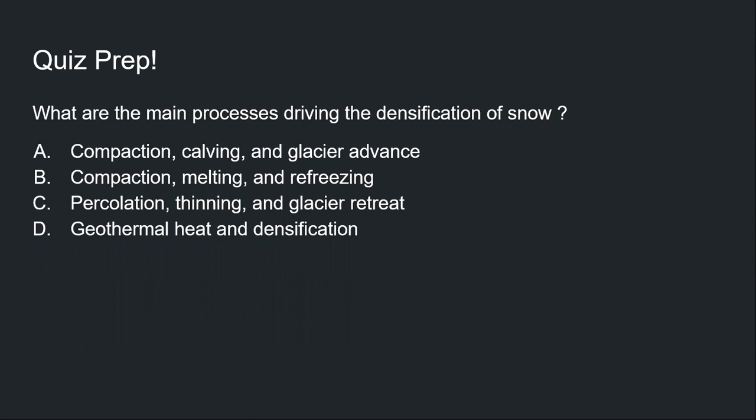And so the right answer for that one is answer B. And we go through the other answers to see why. First answer A: compaction, calving, glacier advance. Those two last processes, calving and glacier advance, have nothing to do with the densification of snow. Compaction, melting, and refreezing are processes that are associated with metamorphism. So this answer is correct.